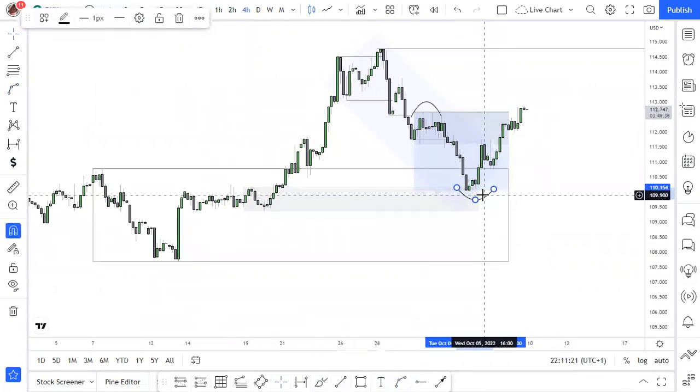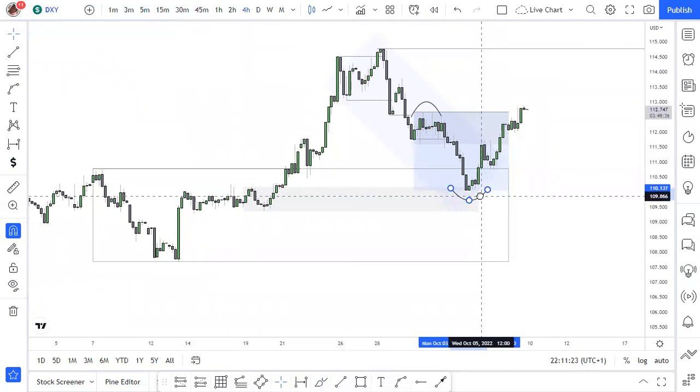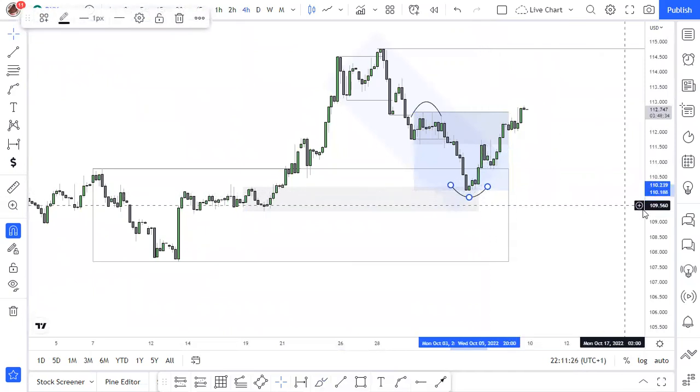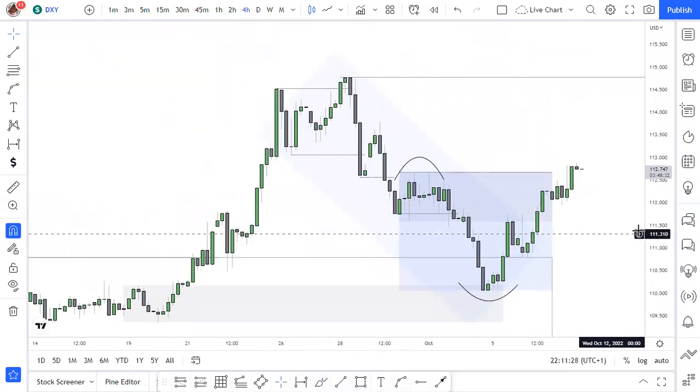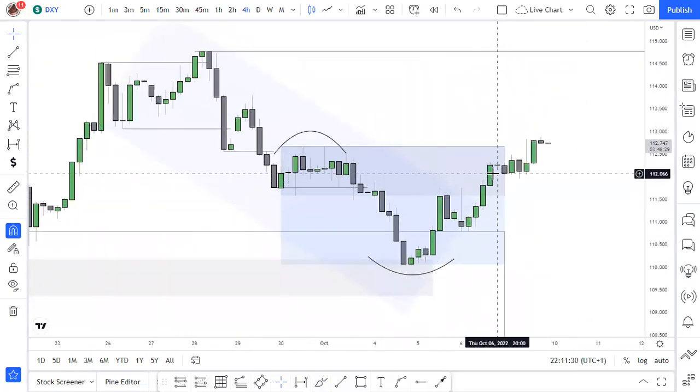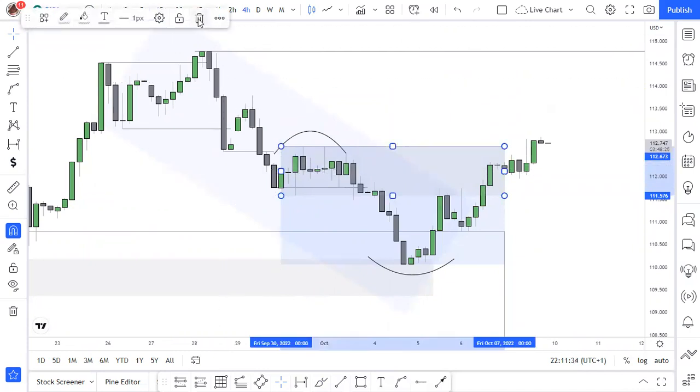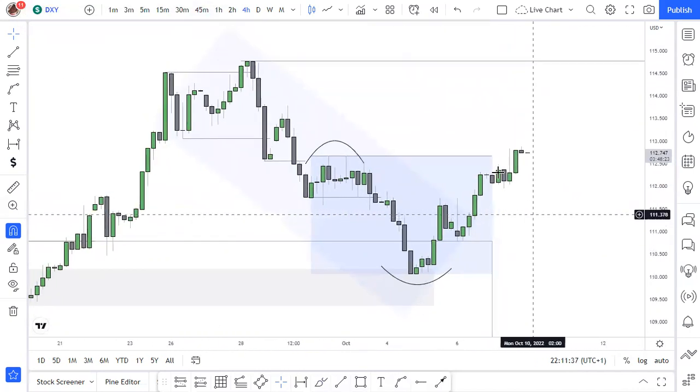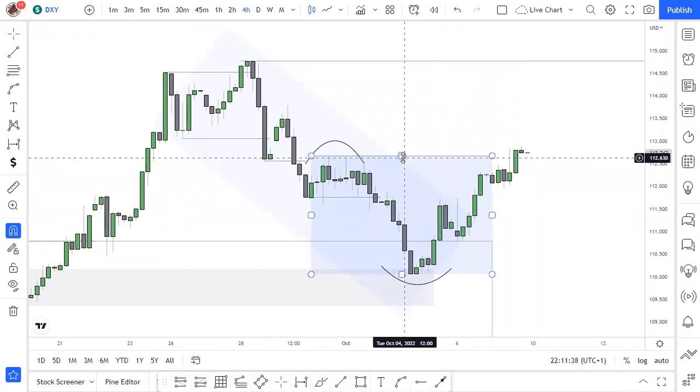But right now we've had that break of structure on the 4 hour.